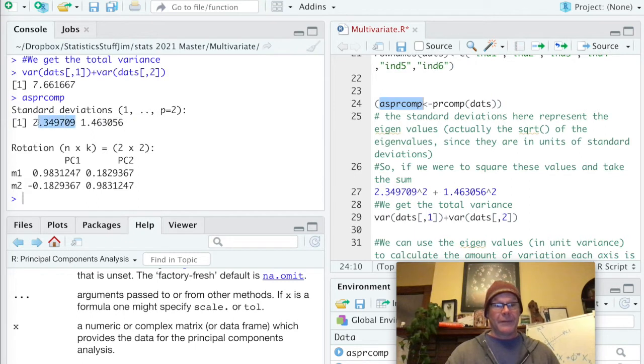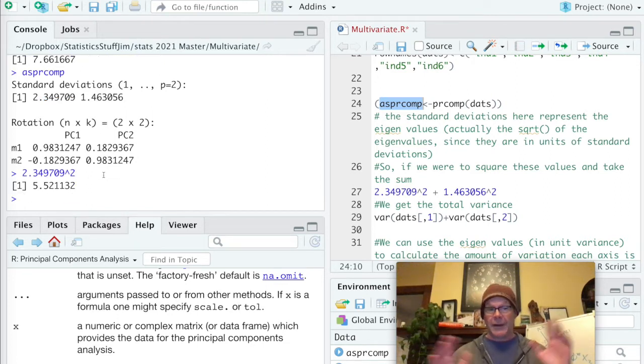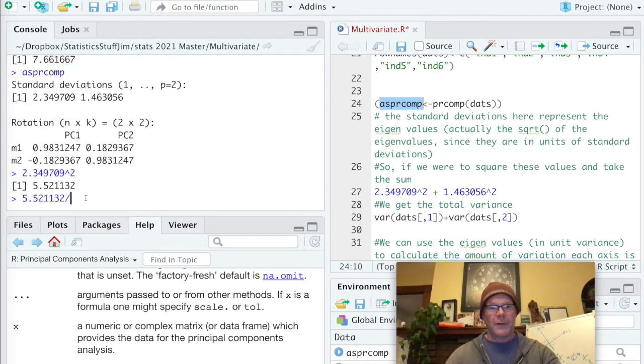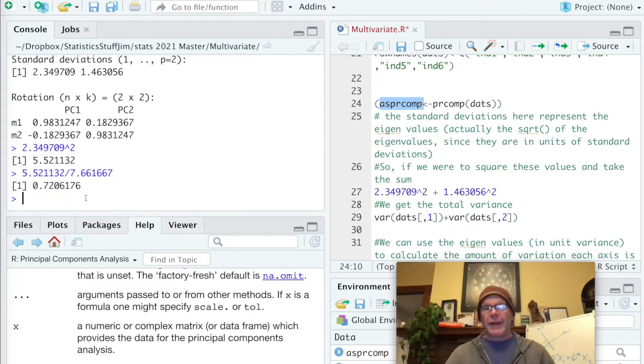And we can even figure out what that would be, right? So we know that our total variation is 7.661667. So if I were to take that value and square it, okay, so now that's in variance units. And if I was to take that value and divide it by the total, we would say that that first axis is explaining 72% of the variation, which means that the next axis must be explaining somewhere around, math in my head, 28%.